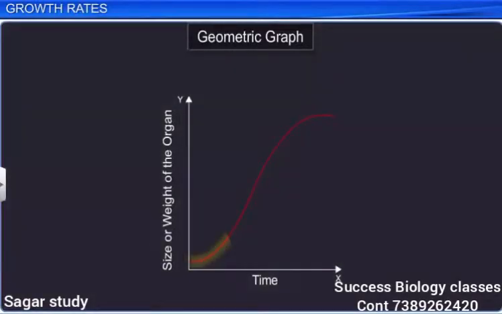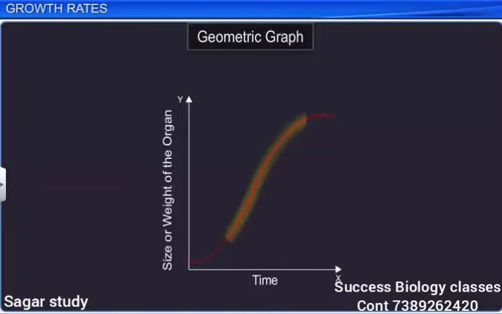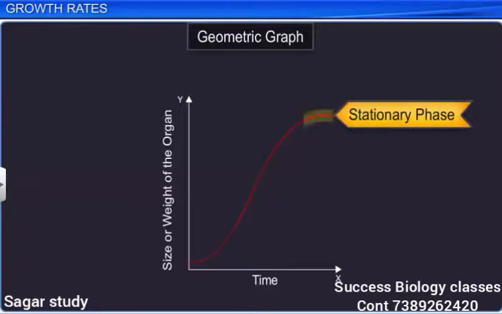The curve depicts the different phases of growth in living organisms under natural conditions. Growth is slower in the initial phase and is called the lag phase. Later, growth is rapid at an exponential rate and is called the elongation or log phase. Finally, growth slows and it is called the stationary phase.